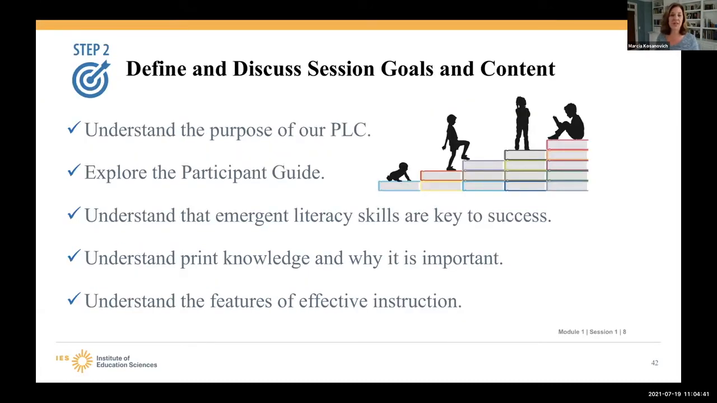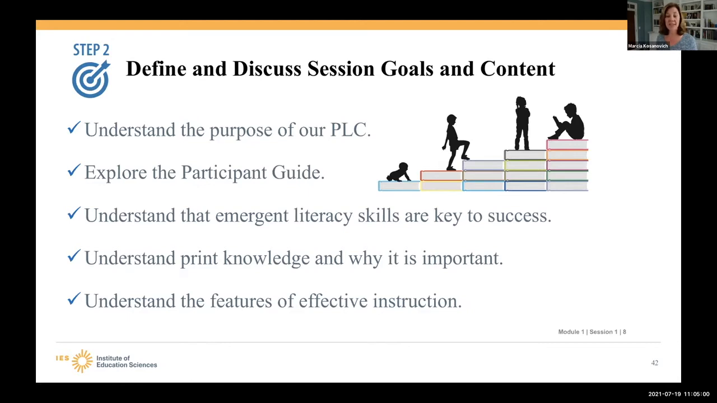Each session includes a slide like this. Notice step 2 in the upper left-hand corner. Step 1 is debrief, but there's nothing to debrief from since this is our first session. The facilitator will say, our goals for session 1 are to understand the purpose of our PLC, the framework for each session, and explore our participant guide.